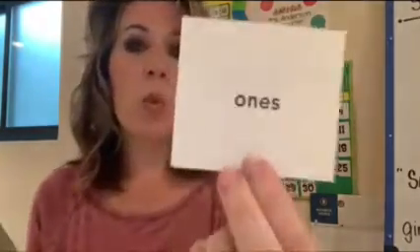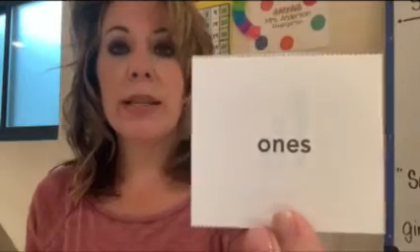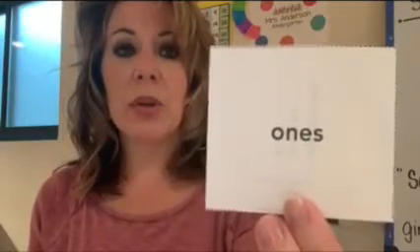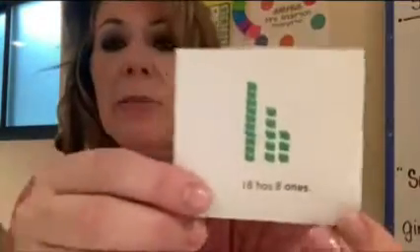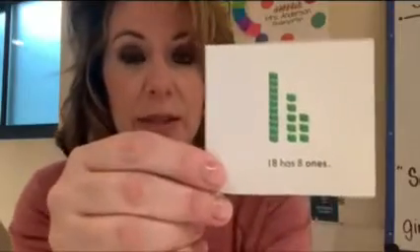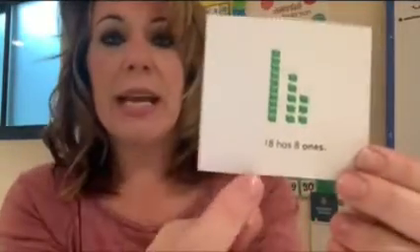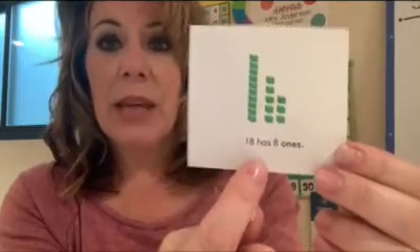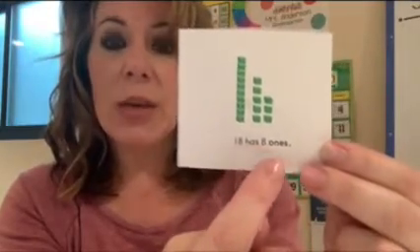Okay, so I've got mine cut out. You go ahead and lay your cards out so you can see the words. And I'm going to start with ones. Ones. Can you find the card that says ones? Good. Okay, here's what happens when we turn it over. Now, I don't think that this is anything new to you because we have been talking about this for a long time. When we take the number 18, it says 18 has 8 ones.